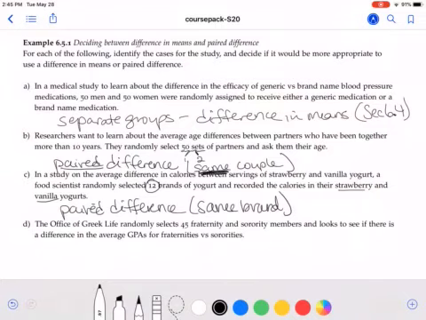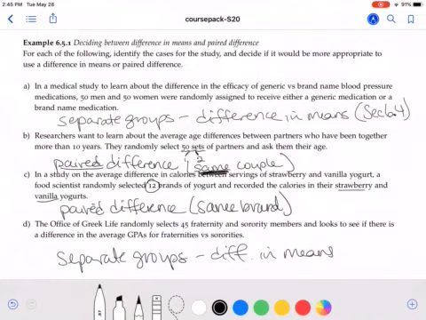And then in part D, the Office of Greek Life randomly selects 45 fraternity and sorority members and looks to see if there's a difference in the average GPA. So here, these would be separate groups, and so we would look at difference in means. We would have no reason to suspect that their GPAs here should be related to each other. And so this would go back to the stuff in section 6.4. So in B and C, we want to treat these differently than what we saw in 6.4, and so that's the focus of section 6.5 on how do we deal with these situations where our two sets of data are not independent.